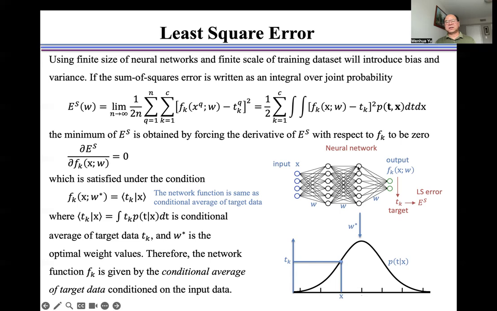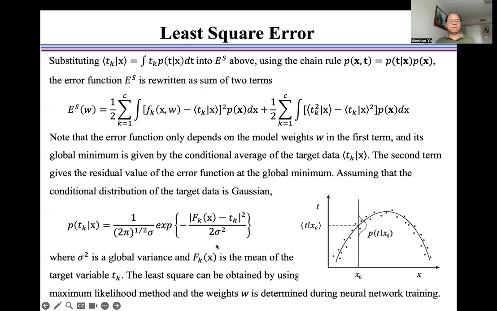There's a neural network, this input, this output F_k, and given x, we have this output t_k. They follow the distribution p of t conditioned on x. Substituting <t_k|x> into E_S using the chain rule, the error function E_S is rewritten as a sum of two terms, this term 1 and this term 2.